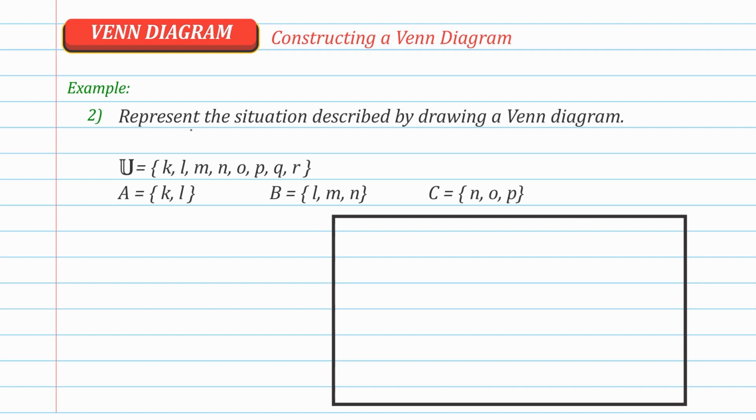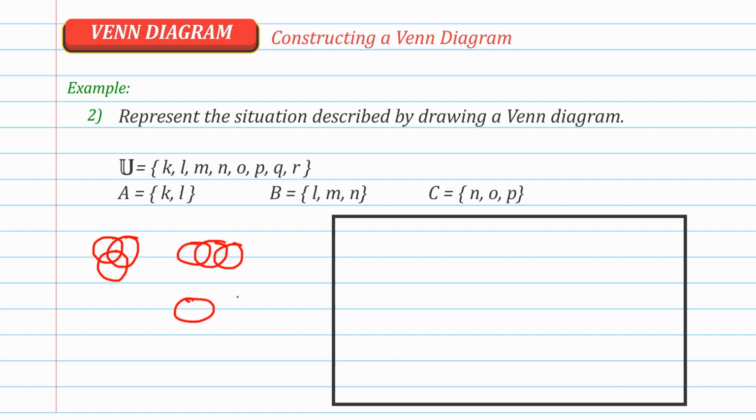Let's look at the second example. Represent the situation described by drawing a Venn diagram. We have 4 sets here. We have the universal set, set A, set B, and another set C. So how do we do this? Unang-una, how many circles do we have? We have 1, 2, 3 circles. The problem is, how do you represent or draw these circles? Will these 3 circles be looking like this? Or baka naman ganito?